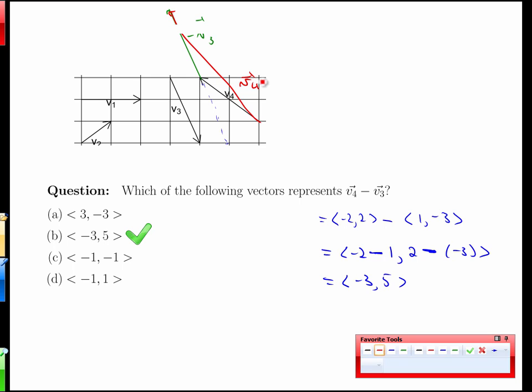That's v4 minus v3, and we see that it's negative 3 and up 5, negative 3 in the x direction, plus 5 in the y direction. And that matches exactly what we calculated using components. So we're reinforcing the duality between the graphical form and the notation that we're getting here.